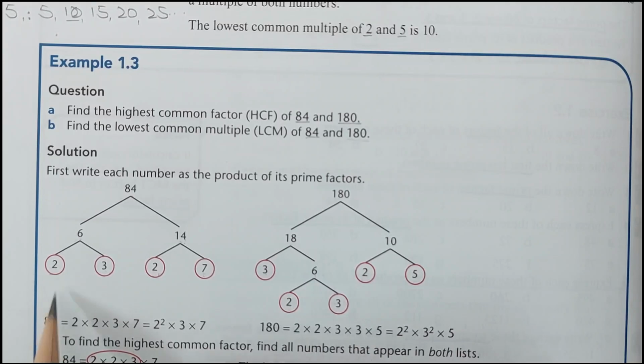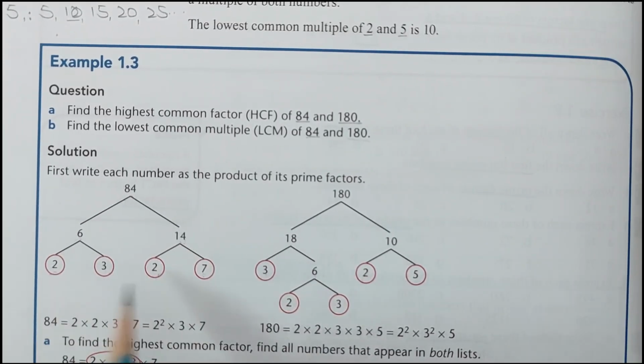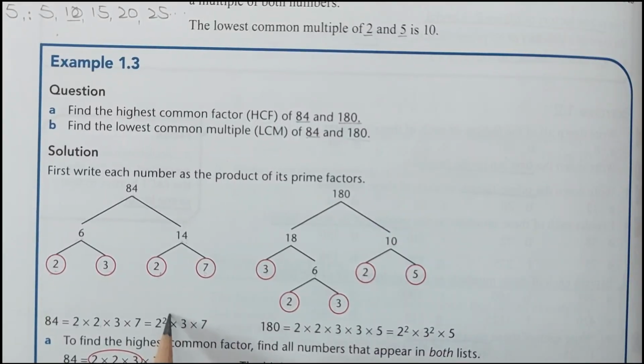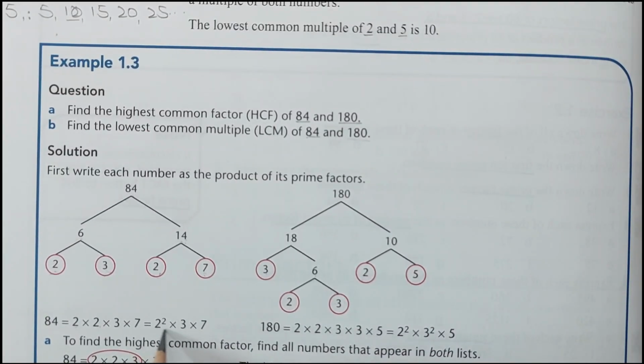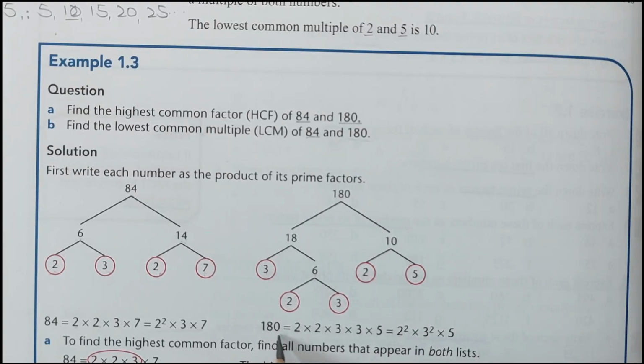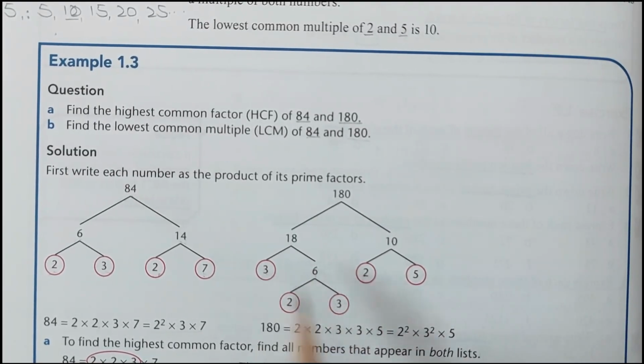Now the prime factors of 84 are 2 into 2 into 3 into 7, or 2 squared times 3 times 7. This is the index form of prime factors, right? Now let's list the prime factors of 180. These are the prime factors of 180: 2, 2, 3, 3, and 5. 2 into 2 into 3 into 3 into 5, or 2 squared times 3 squared times 5.